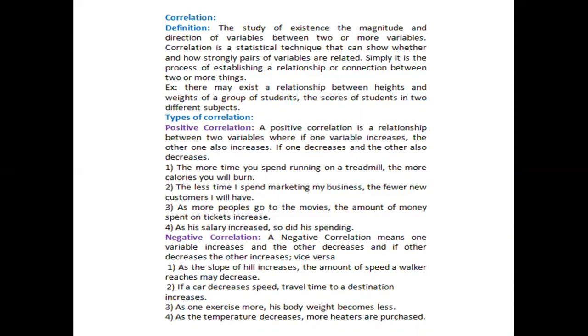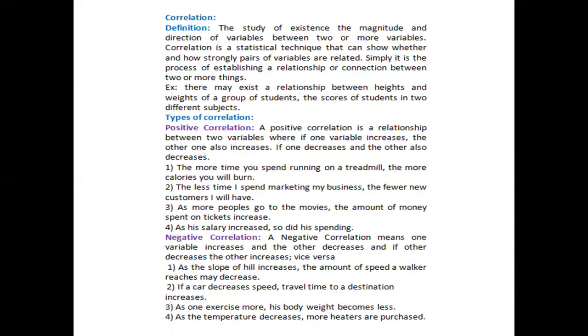Now, negative correlation. A negative correlation means one variable increases and the other decreases, and if one decreases, the other increases, vice versa. Example, as the slope of a hill increases, the speed a walker reaches may decrease. Second, if a car decreases speed, travel time to a destination increases. Third, as one exercises more, his body weight becomes less. Fourth, as the temperature decreases, more heaters are purchased.